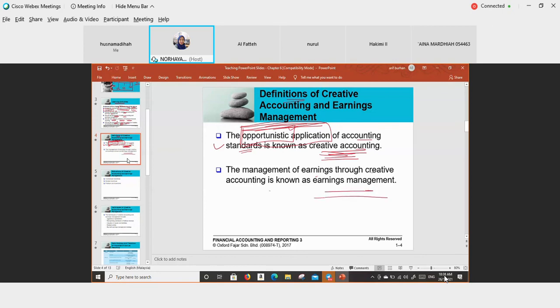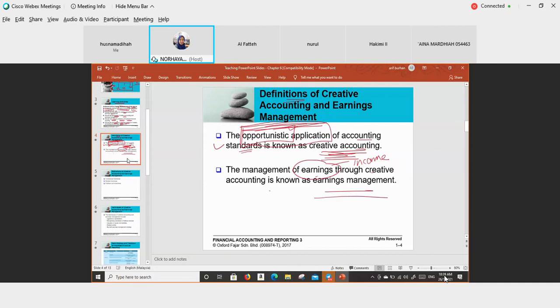You faham tak? So creative accounting ni is used to manage the earnings. Earnings ni ialah income lah. Okay, other words for income is earnings. So management manage the earning. Okay, the management manage the earning through creative accounting.